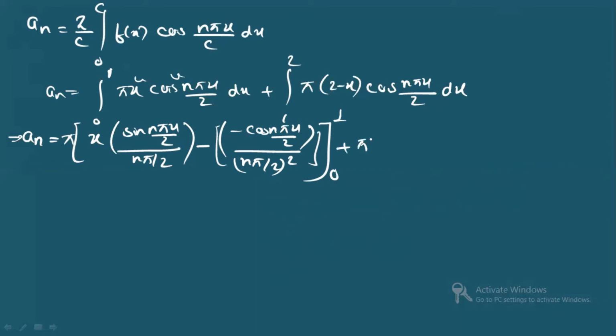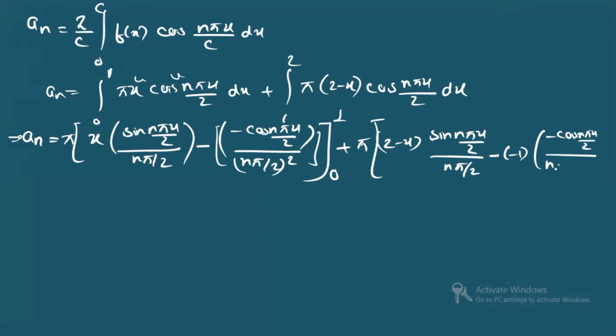Again you will write plus pi, keeping it outside. Okay. So 2 minus x is u, integration of v. So it is sine n pi x by 2 divided by n pi by 2. Okay. Minus, integration of this will give you minus 1, right? Again on integrating this term you will have minus cos n pi x by 2 divided by n pi by 2 whole square. Okay. So here you will have the limit 1 to 2.